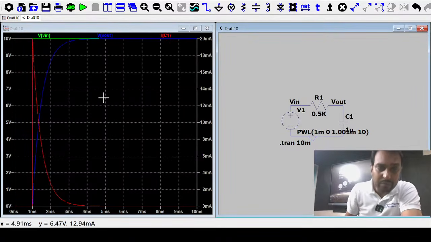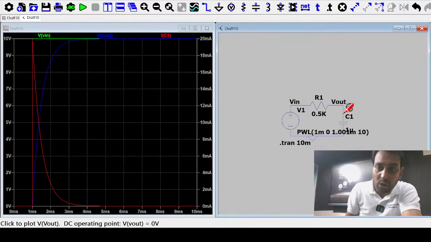It starts from 20 milliampere and goes on decreasing as per I is equal to C dV by dt, or you can write I of t is equal to I final plus I initial minus I final, e power minus t by tau. As per that equation, you find how the current is exponentially decreasing, because initially the current is 20 milliampere, but as time goes on, your capacitor voltage increases.